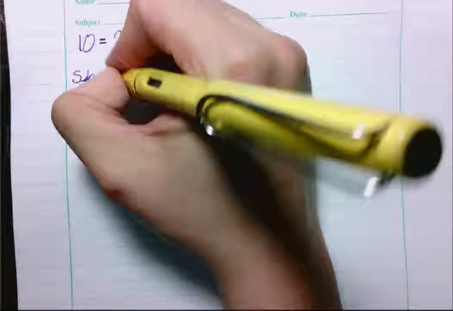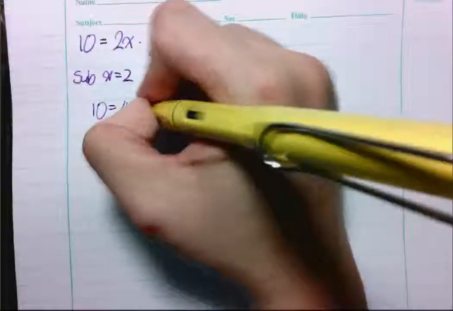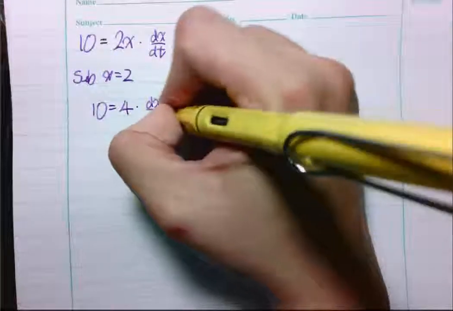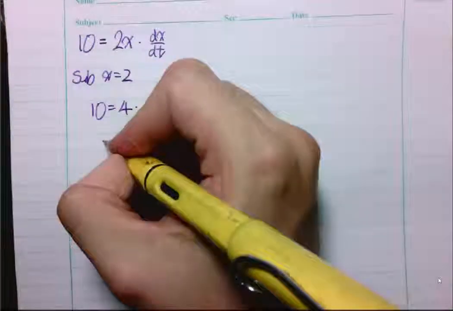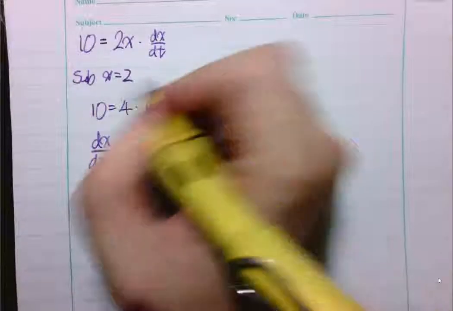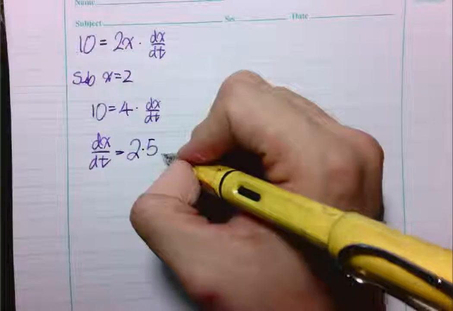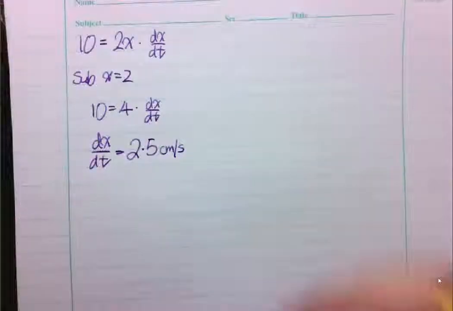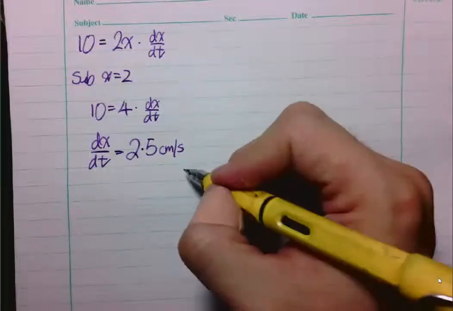Then we substitute x equal to 2. So I get 10 equals 4 times dx/dt. Simple manipulation will help me find that dx/dt is equal to 10 divided by 4, which is 2.5 cm per second. That means the length of the square is increasing at 2.5 cm per second.